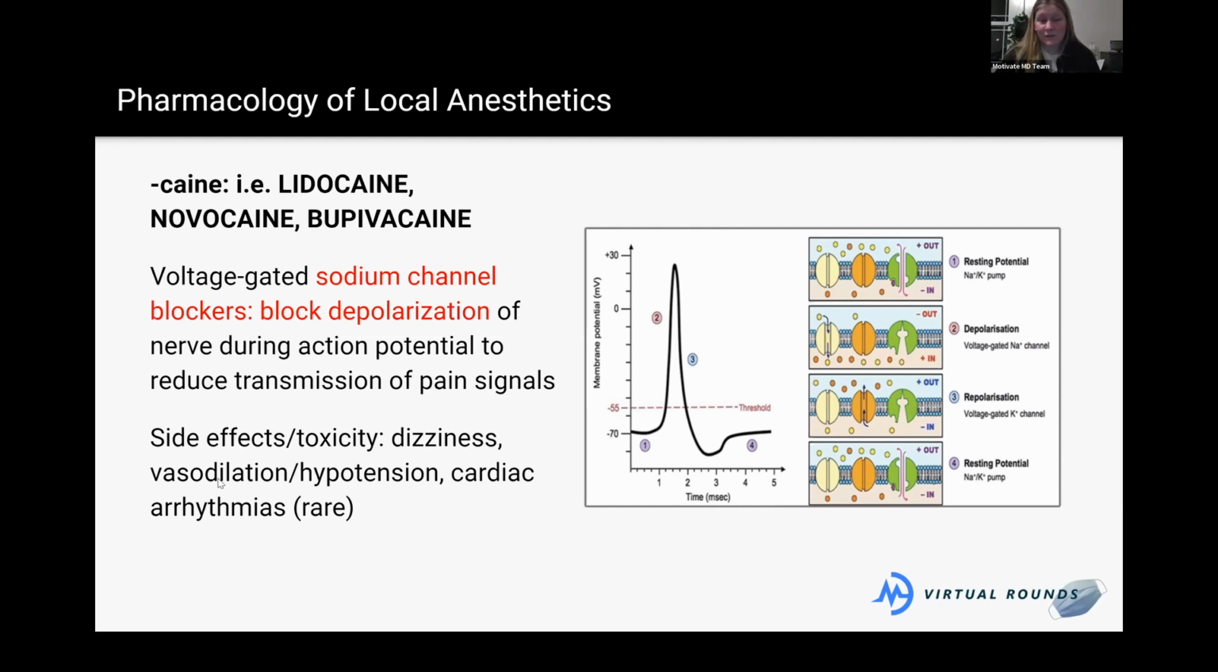Again, these are very, very rare events, and we take excellent care to make sure that the medication is dosed appropriately and given in the correct space. But those are the signs that we want to look out for in potential toxicity.